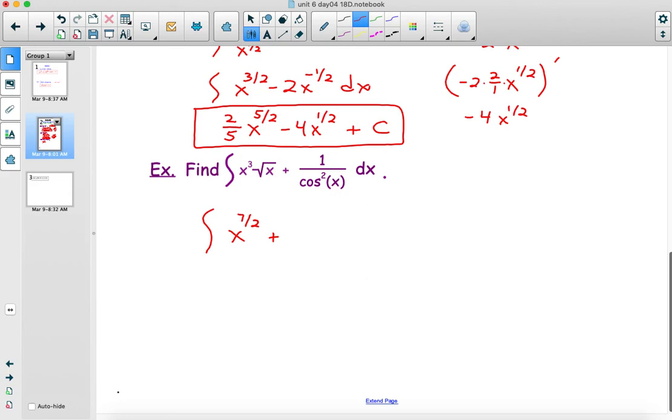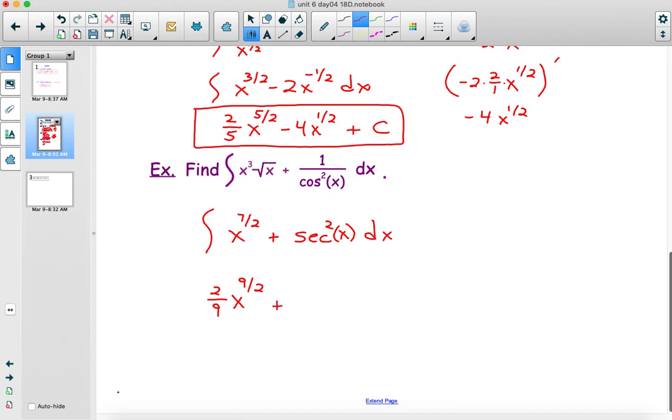Now this 1 over cosine squared looks kind of complicated. But wait a minute, isn't the reciprocal of cosine secant? So that's really just saying secant squared of x. Okay, so what's the antiderivative of x to the 7/2? Well, if I add 1, that becomes x to the 9/2. But when I take the derivative, I don't want that 9/2 in front, so I'm going to offset the 9/2 with a 2/9. Now when you differentiate that, you'll get 1x to the 7/2.